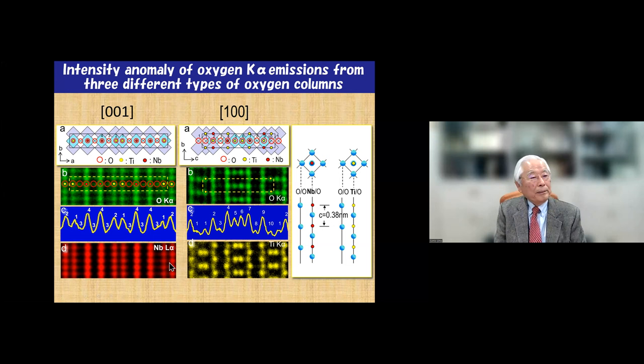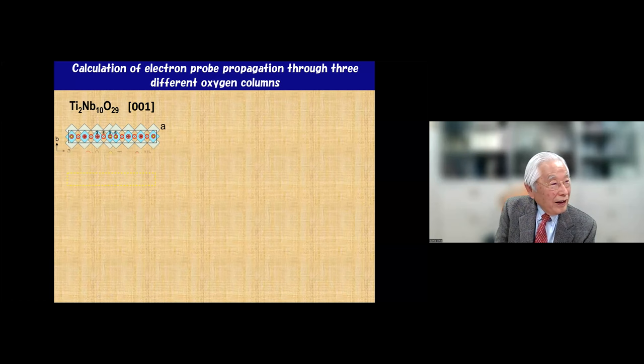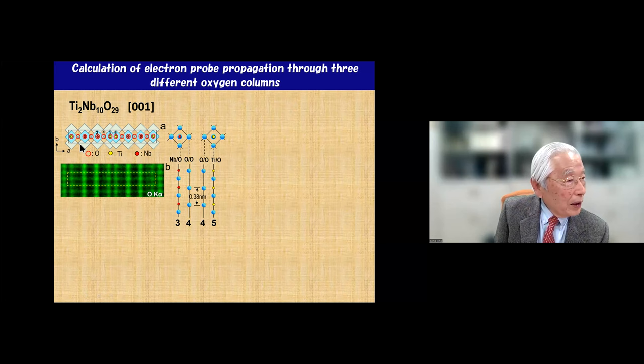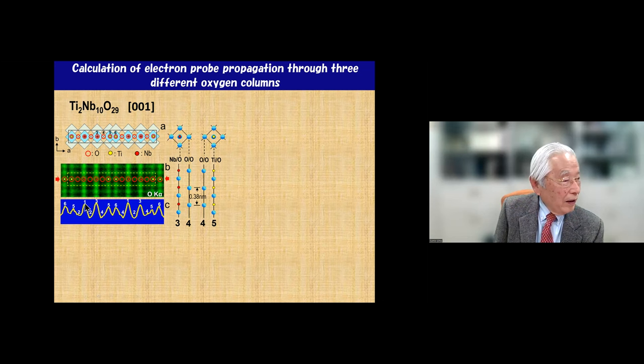Anyway, so then the explanation is this. I said we have three different types of oxygen columns, with the same number of atoms, but the contrast is very different. If you look at the intensities, we see big one, small, middle one, small, big one, small. All the highest oxygen contrast corresponds to the red one, where the niobium atoms are. The middle one is a bit weaker, where we have the titanium atom column. So the oxygen contrast is highest at the niobium column, the next is titanium, and the oxygen-only column is very, very weak.